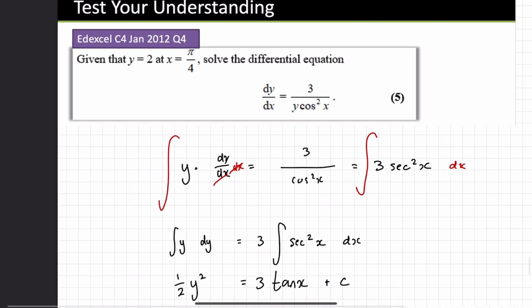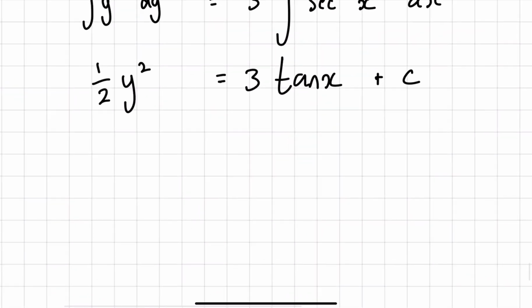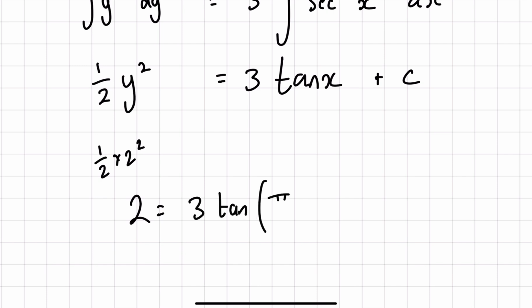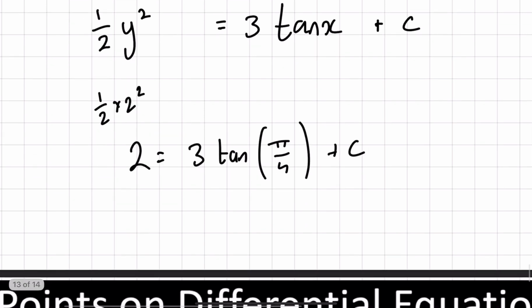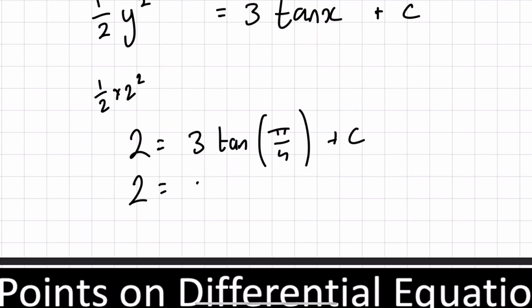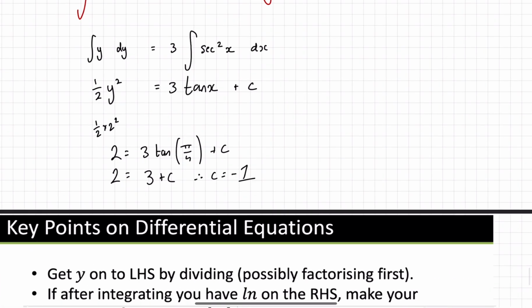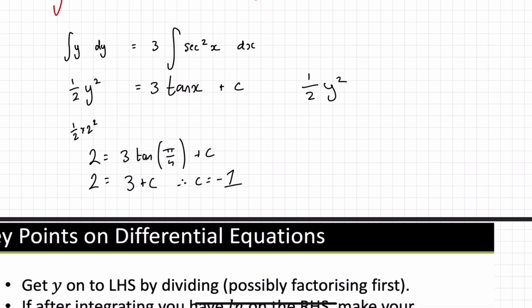Great, so we were told in the question y is 2 and x is pi over 4. So half times 2 squared, that is half of 4 is 2. And 3 tan of pi over 4. Pi over 4 is 45 degrees. So tan of 45 degrees is 1, plus c. So 2 equals 3 times 1 is 3 plus c. Therefore, c equals minus 1. And there we are. Final answer is half y squared equals 3 tan x minus 1. I think that's fine.